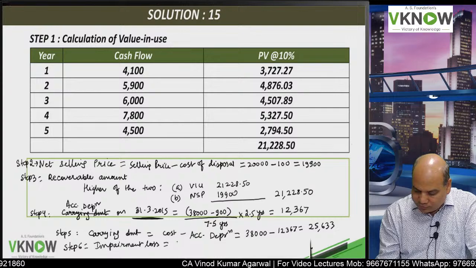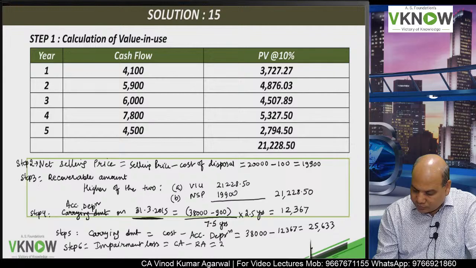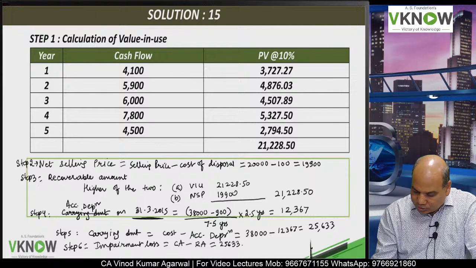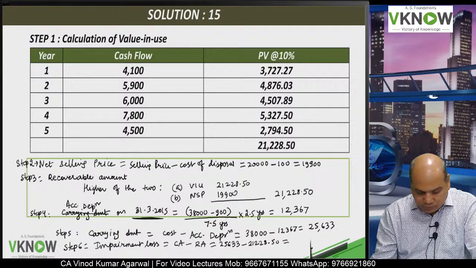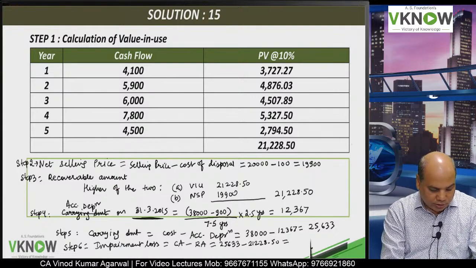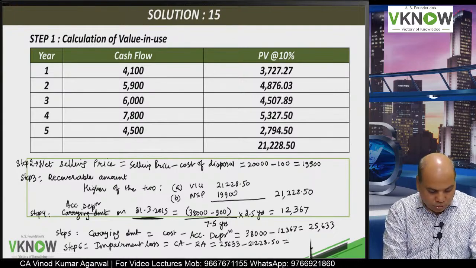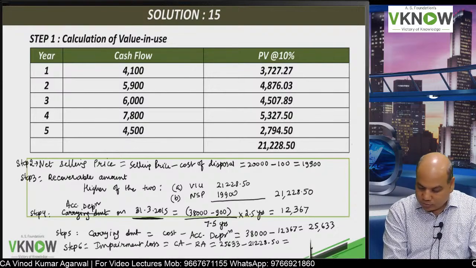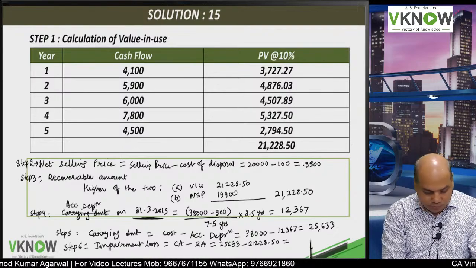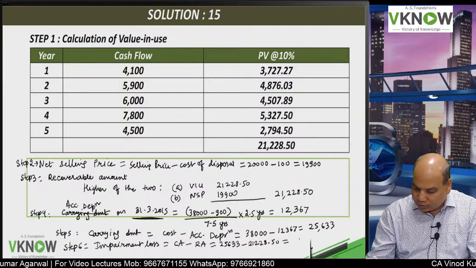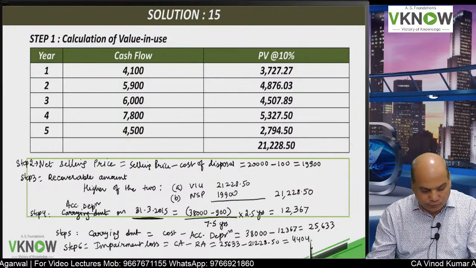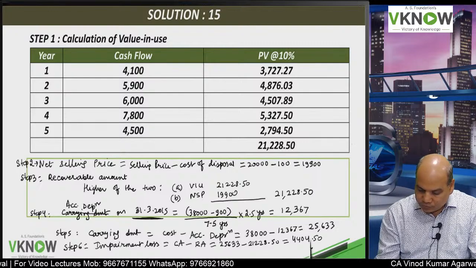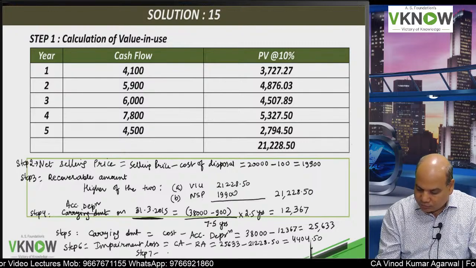Impairment loss will be carrying amount minus recoverable amount. Carrying amount is 25633. Recoverable amount is 21228.50. So the answer is 25633 minus 21228.5. So that impairment loss comes to 4404.50.